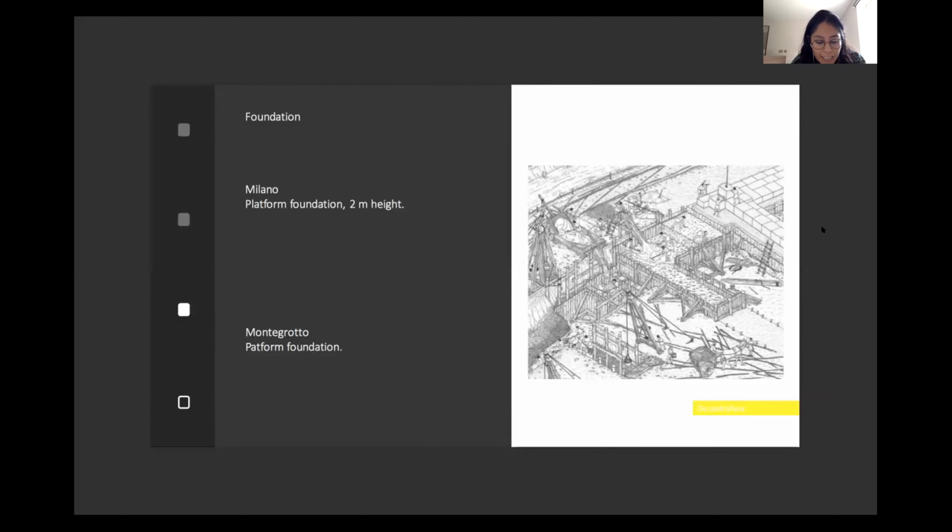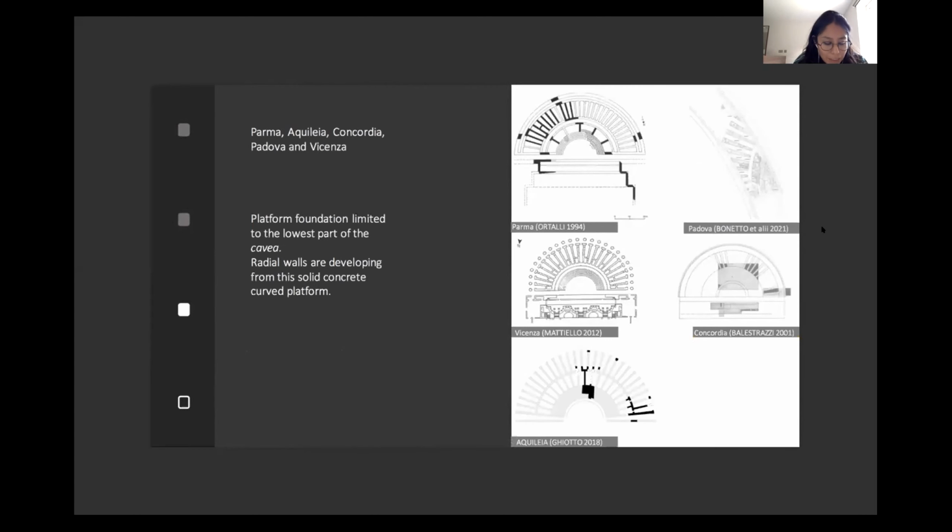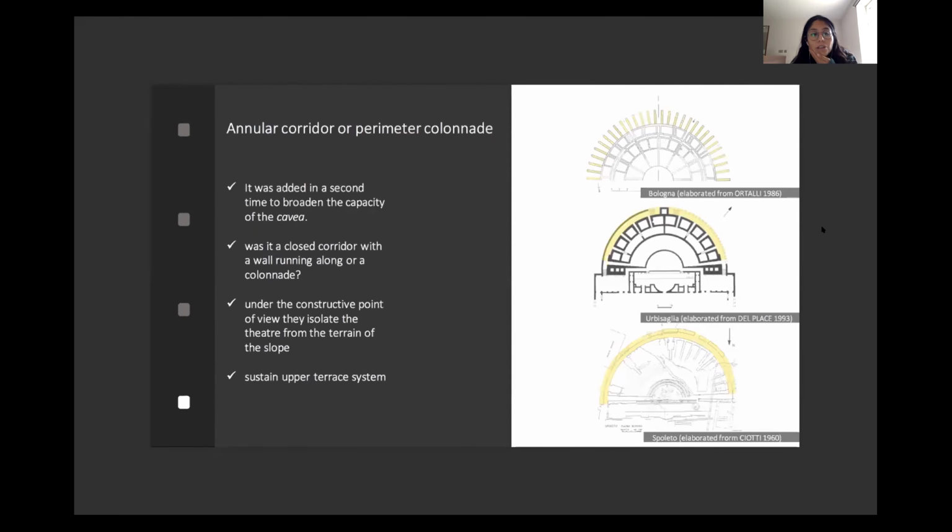The unstable feature of the area is also proved by the support, added at a later time, of 2 annular walls on the external facade of the cavea. Other platform foundations limited to the lower part of the cavea have been identified in the theaters of Parma, Aquileia, Concordia, Padova, and Vicenza. They are circular platform foundations made of mortar from which radial walls depart. Common then is the presence of an annular corridor or perimeter colonnade, usually added at a second time to broaden the capacity of the cavea. Because the major part of the structures are preserved only at the foundation level, it is hard to say if it was a closed corridor with a wall running along or a colonnade.